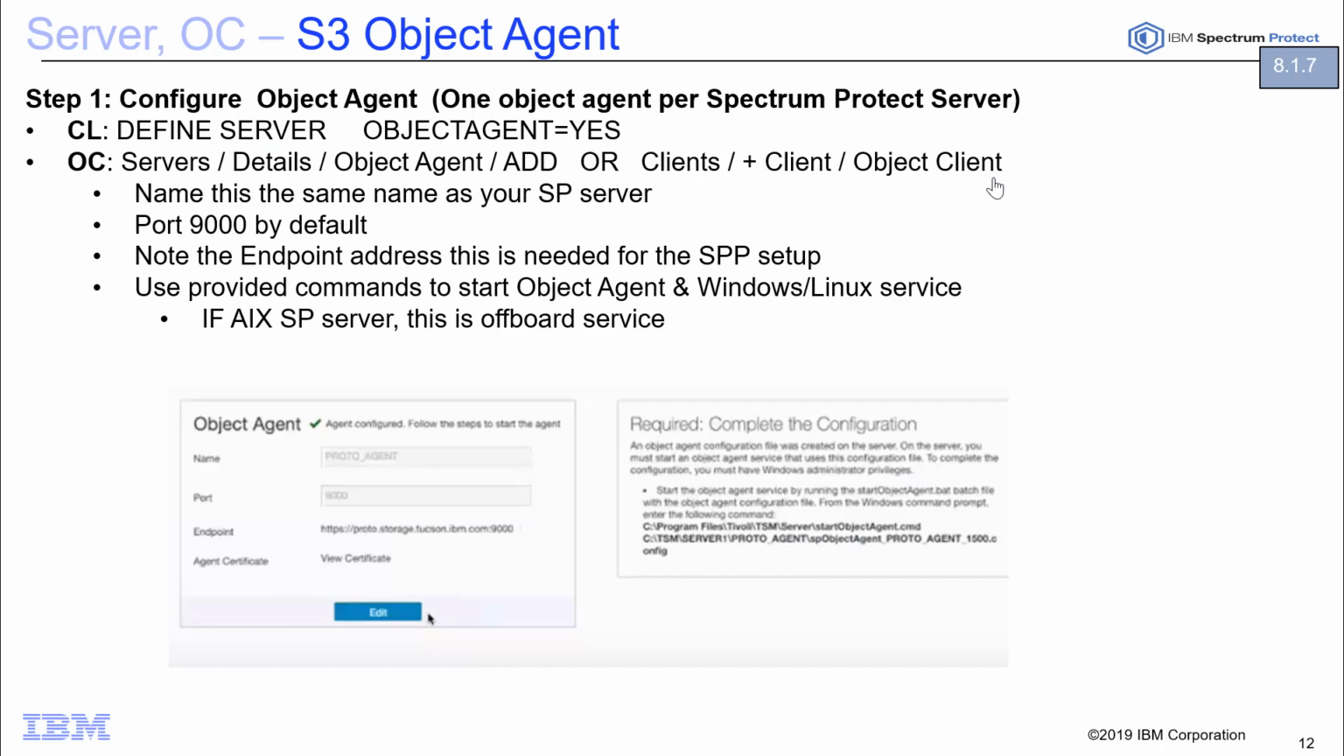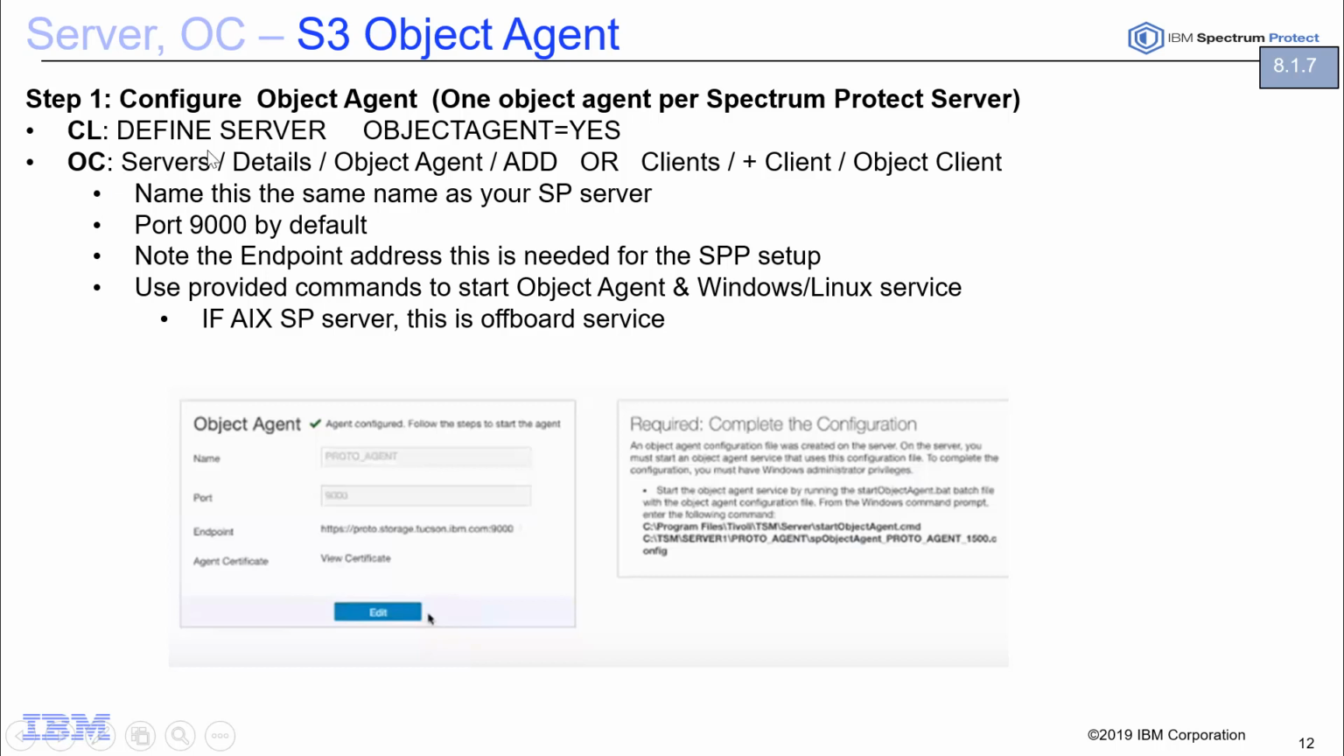So the first step of setting up an object agent on your Spectrum Protect server is to configure an object agent. You can have one object agent per Spectrum Protect server. Of course, you can do this from the command line with the define server objectagent equals yes command, but it's a lot easier to go into the Operations Center.